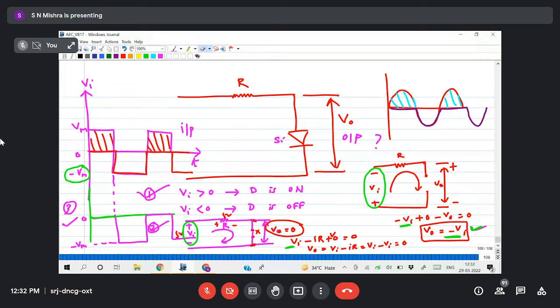See here, when Vi is greater than 0, that means the positive half cycle, D is on. What is my output voltage? 0, or not? Yes, 0. When Vi is less than 0, D is off. What is my output voltage? So minus Vi.